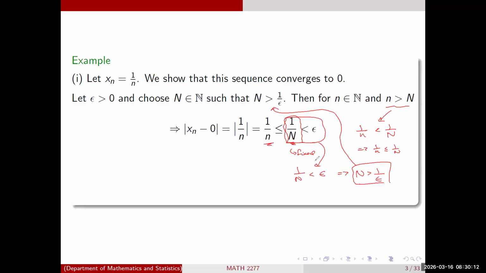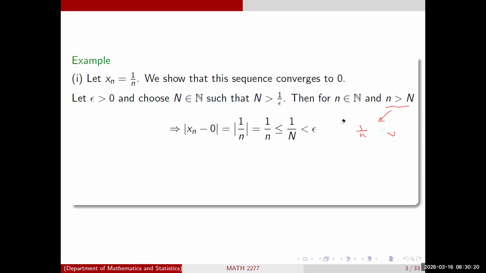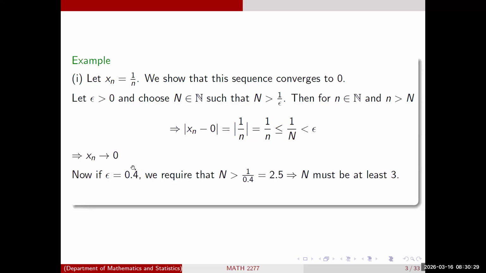Okay, so that's the proof, right? Very straightforward proof. So in other words, xn goes to 0. Technically I should put, as n goes to infinity.